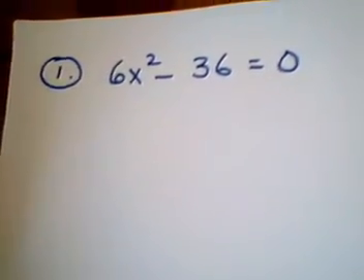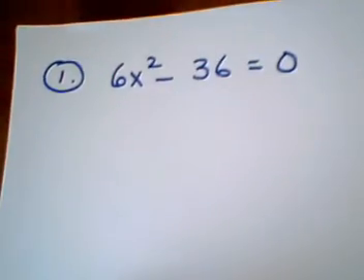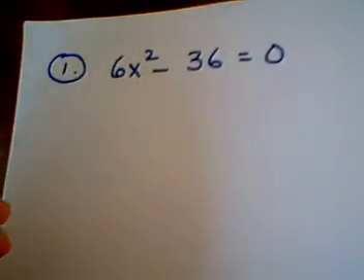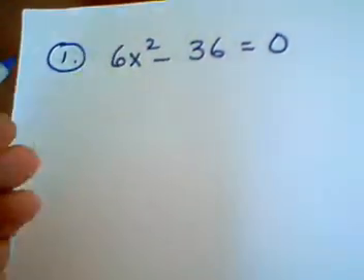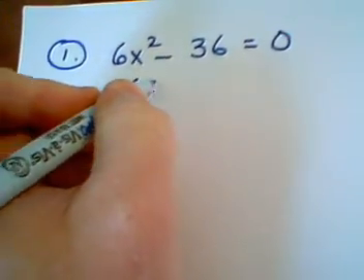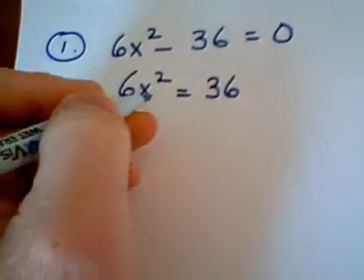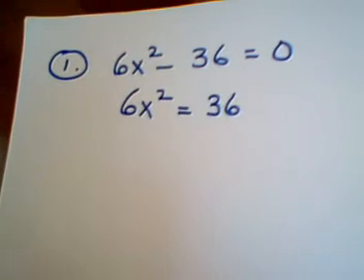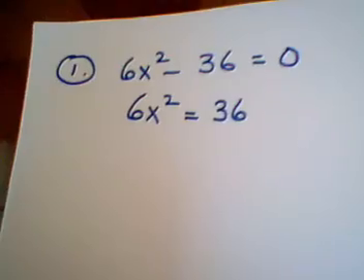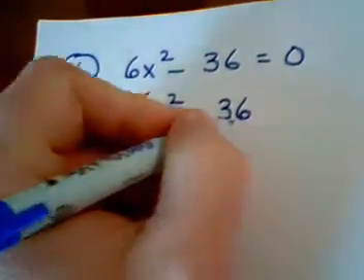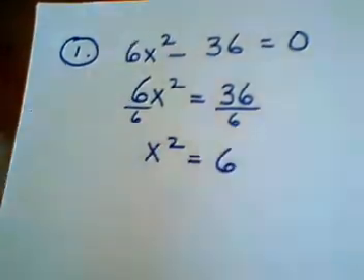B is 0. In other words, there's no x term. When there is no x term, the best property to use to solve that quadratic equation is probably the square root property. And to do that, we need to get x squared alone. So my first step is going to be to add 36 to both sides. So let's do that. And now x squared has to be completely alone before we can apply the square root property. So let's divide each side by 6 to make that happen. So we now have x squared is equal to 6.